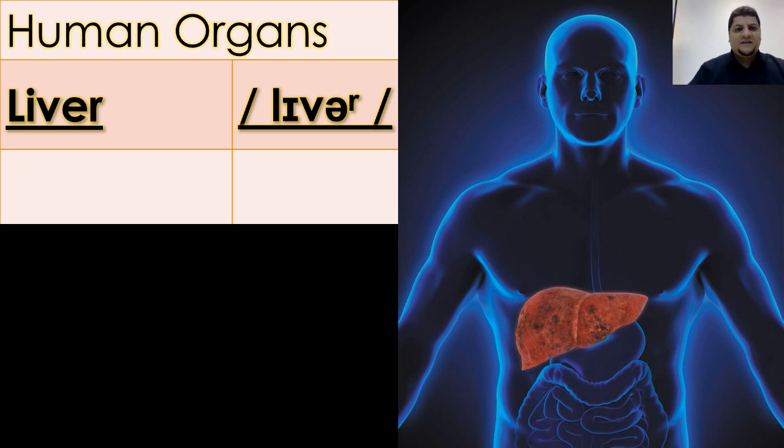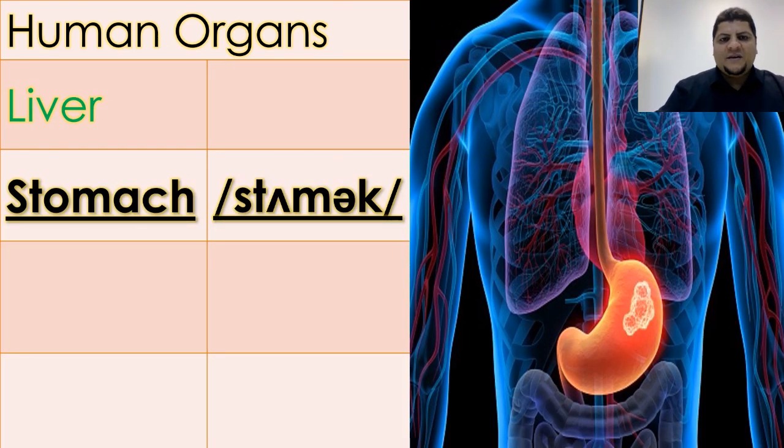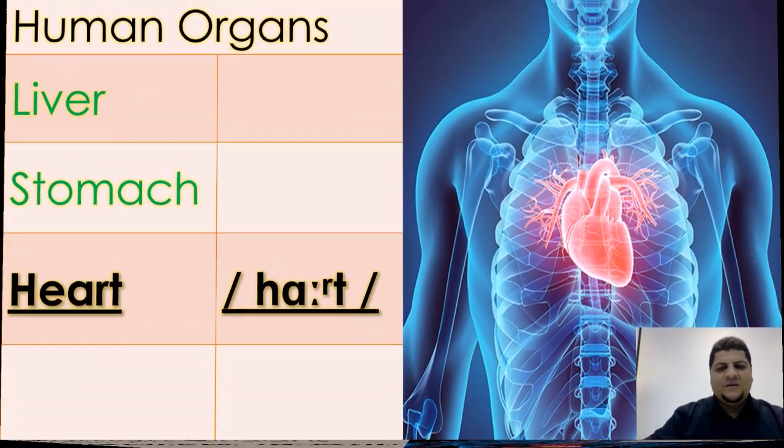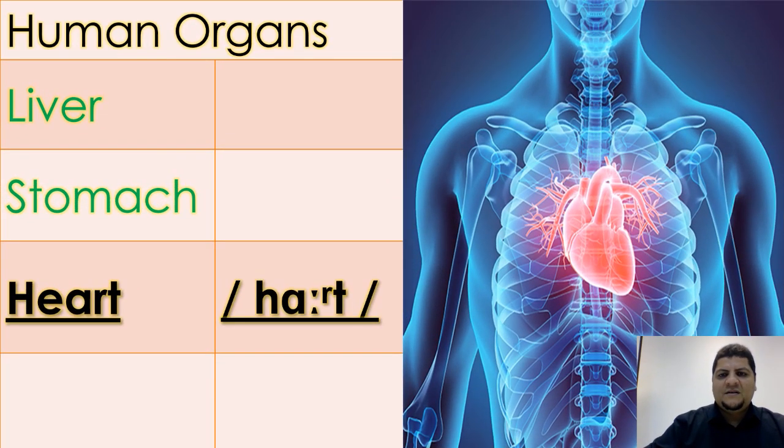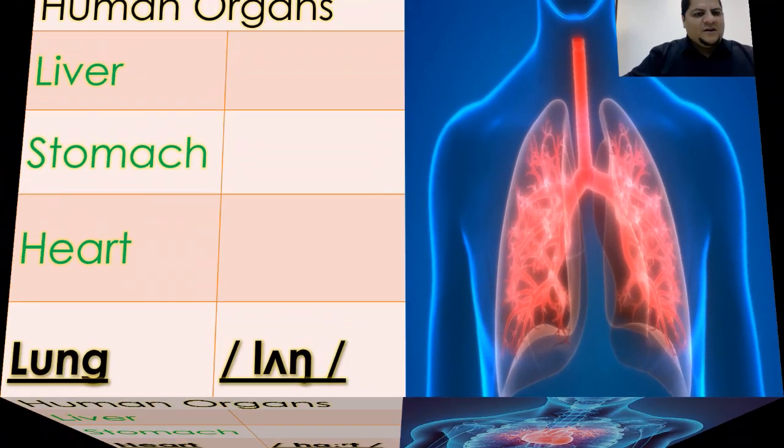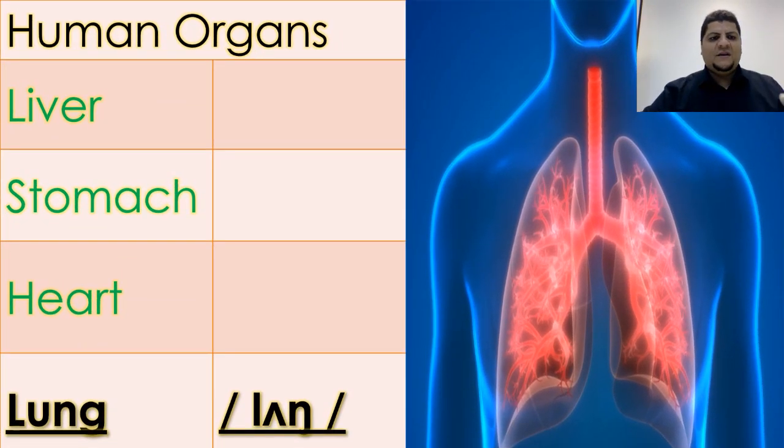Here if you look at the liver, of course you are going to say the R if you are speaking American, but the British people won't say it. Liver. Stomach, okay, and this is the stomach. We also have heart, and this is the heart. Also we have lung. You can say it nasal from the nose. If you say it from the nose, you can drop the G, so you say lung.